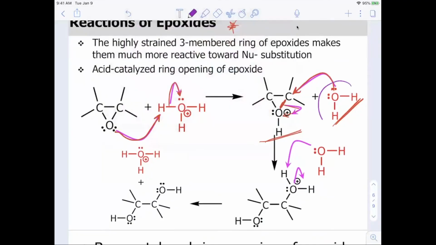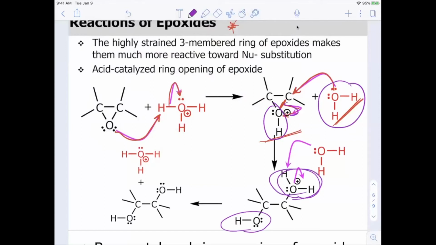And because the group that is attacking is neutral, we noticed that down here it's positively charged. This group that leaves right here is neutral. So this OH becomes this OH right here, and this H2O that did the attacking is now up here.